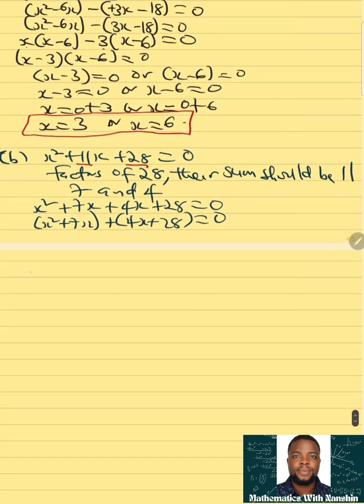Alright, so x is common in the first bracket. You take x outside, you're left with x plus 7. Coming here, 4 is common in the second bracket. You take 4 outside, so you have x plus 7, because 4 will go into 28 7 times. So you group what is outside the bracket, that is x plus 4. The two brackets are the same, as you can see. You pick one.